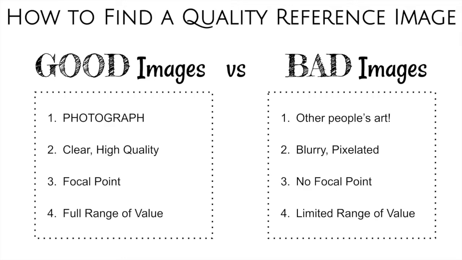Overall, there are four main criteria that we're going to touch base on. And those are, first and foremost, that your reference image is actually a photograph, that it is clear and of high quality, that it has a focused focal point, and that it has a full range of value. We're going to go through each of these with examples of a good image and a bad image of every single one of these categories.